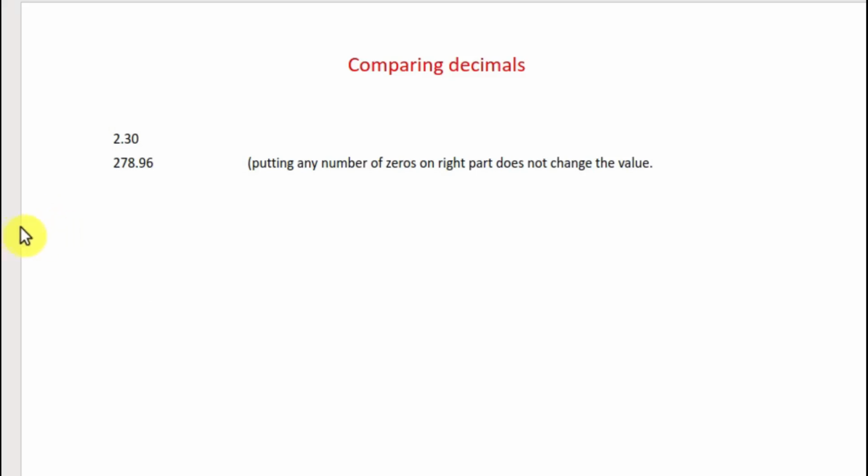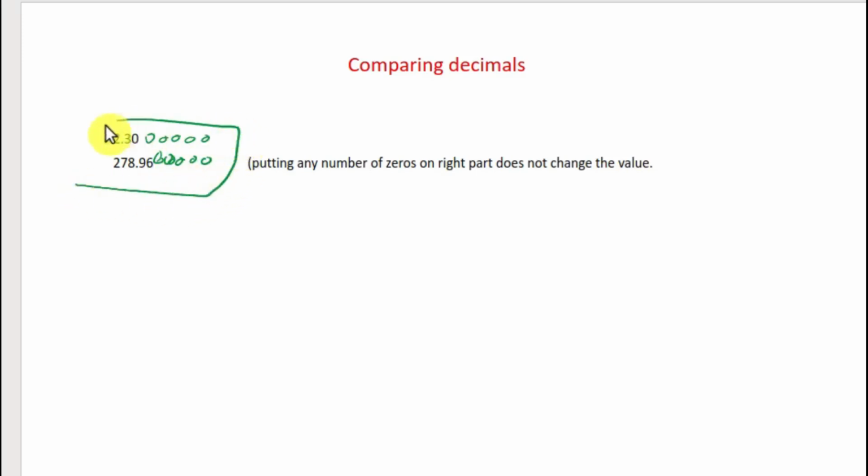Before going to comparing decimals, here I have written two decimal numbers. Putting any number of zeros on the right part does not change the value. See, I am putting zeros on the right part of the number.